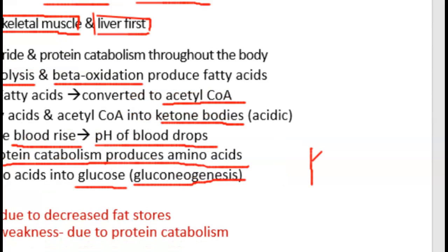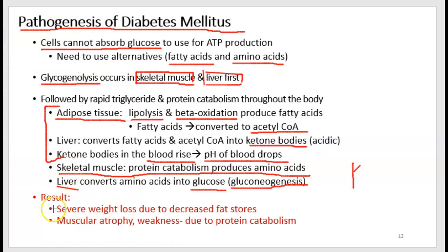Sorry, the slide is going crazy here. Okay, my slide's not going crazy anymore.